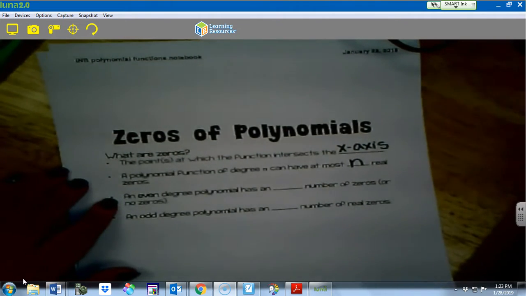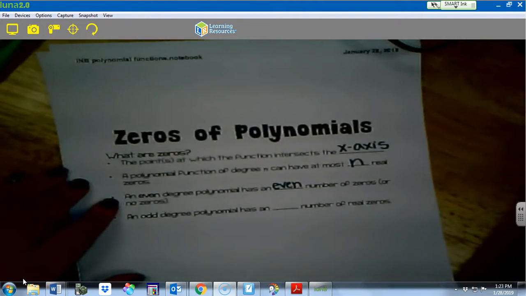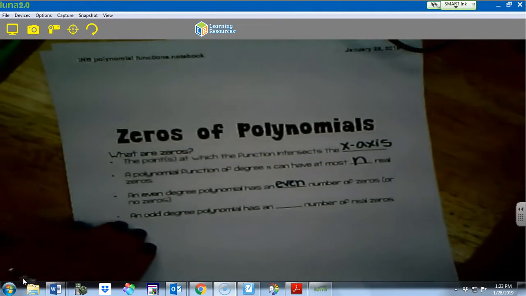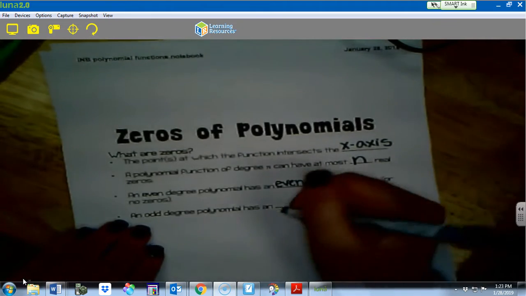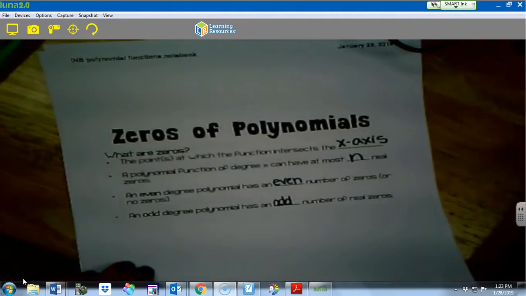An even degree polynomial has an even number of zeros, or it could have no zeros. We're going to talk about that no zero situation further down the road. And then an odd degree polynomial has an odd number of real zeros.